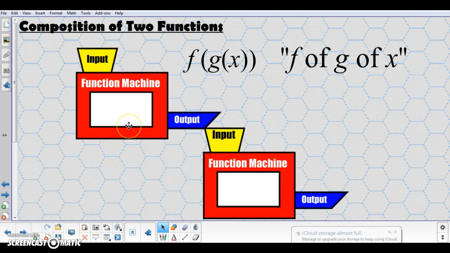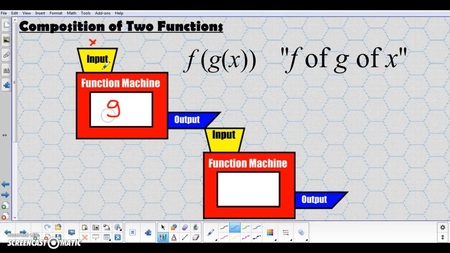Composition of functions is like putting two functions together. And if you think of a function as a machine, I've got input, I've got output. And what's going to happen is that input and output is going to run through two different machines at the same time. So here's what happens. I'm going to take an x value and plug it into a machine. So in this case, I'm looking for the f of g of x. That means that function g is the first one that x is going to go into.